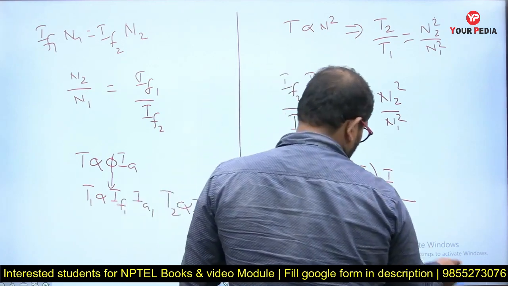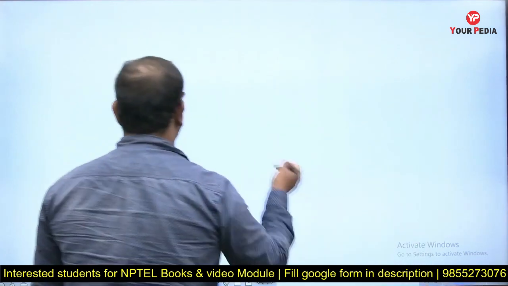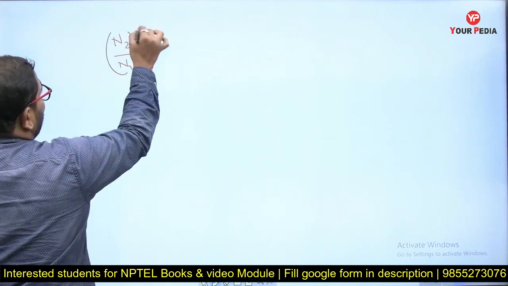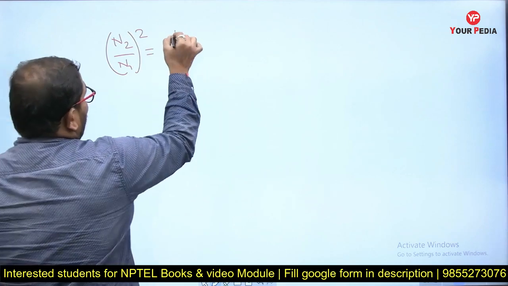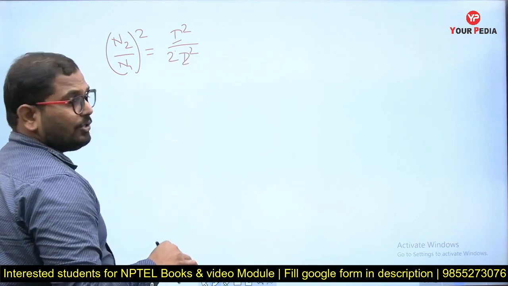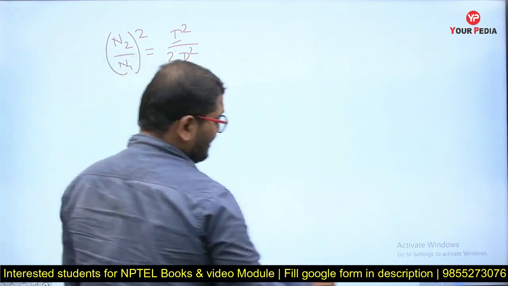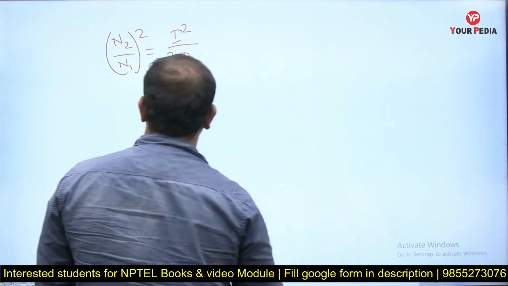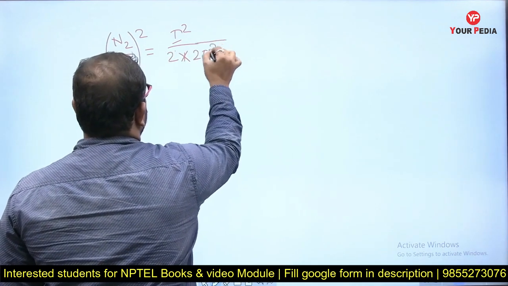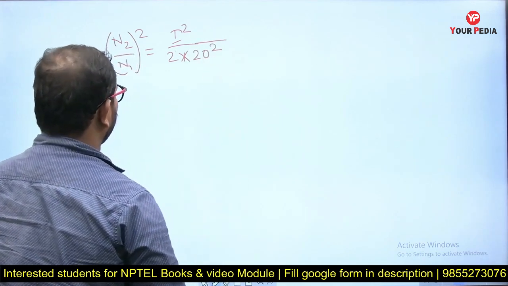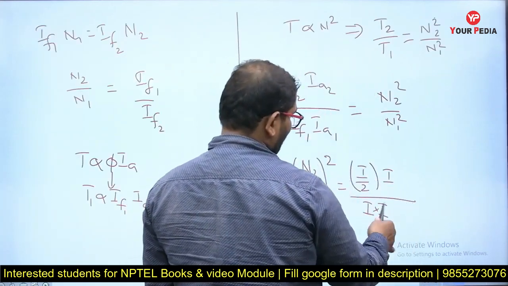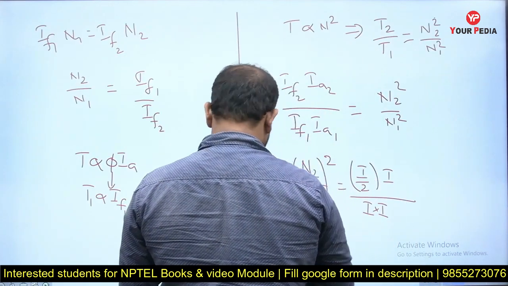Now let's use this one: N2 by N1 whole square is equal to I square by 2, over I square. So what is I square here? In the first configuration, what is the current he has given? He has given it as 20. So 20 square. This is the new current and this is the old current. This value he has given as 20.